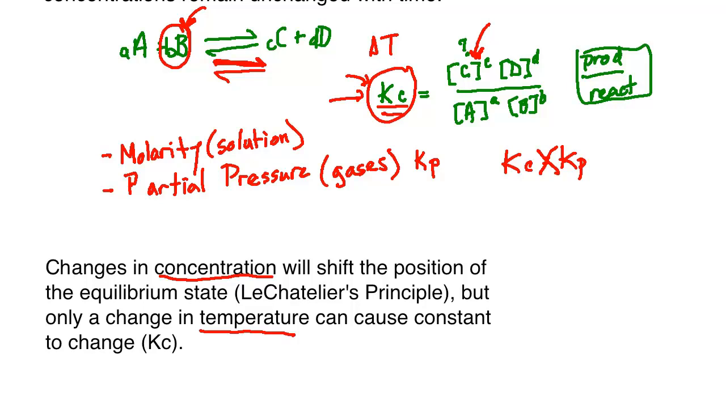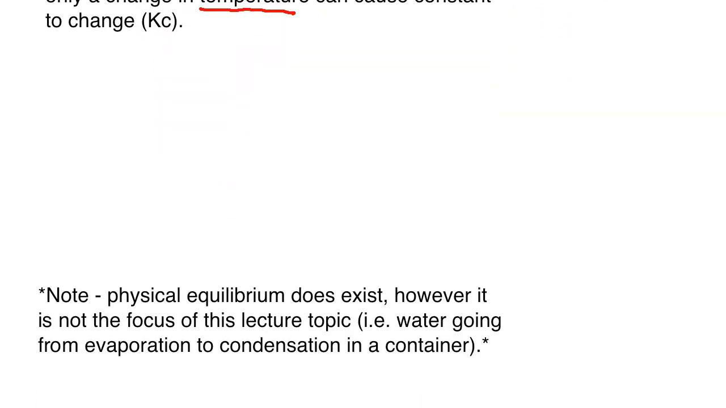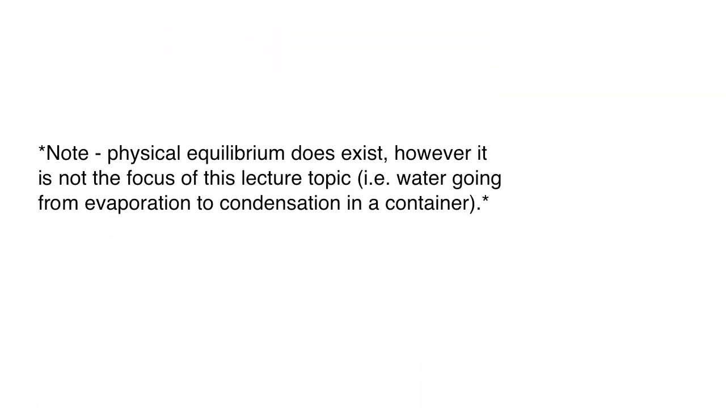All right? So, one last note here before we move on to look at the constant and the sample calculations in more detail. Okay, physical equilibrium does exist. However, it is not the focus of this lecture topic. So keep in mind, we're talking about chemical equilibrium here. So a good way to relate this, because students sometimes scratch their heads and wonder what we're talking about here. When you are discussing equilibrium, there is such a thing as physical equilibrium, but think about physical changes and chemical changes, right? Those are two separate things when we discuss them.